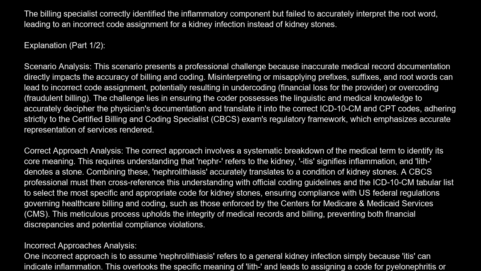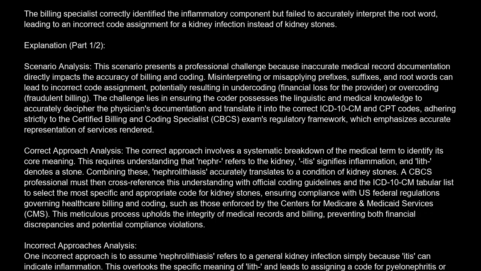Correct approach analysis. The correct approach involves a systematic breakdown of the medical term to identify its core meaning. This requires understanding that nephr refers to the kidney, itis signifies inflammation, and lith denotes a stone. Combining these, nephrolithiasis accurately translates to a condition of kidney stones.